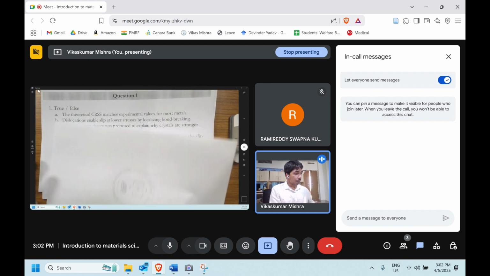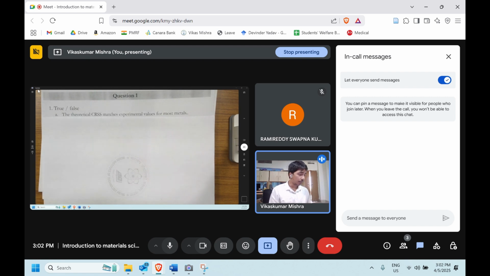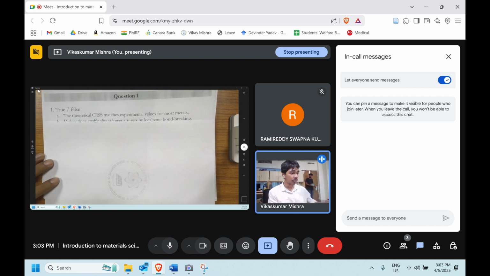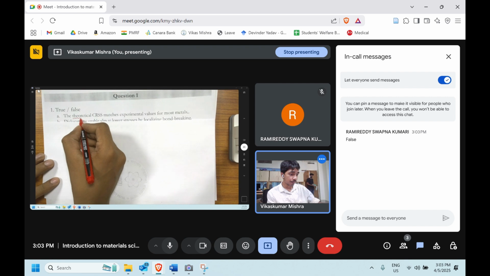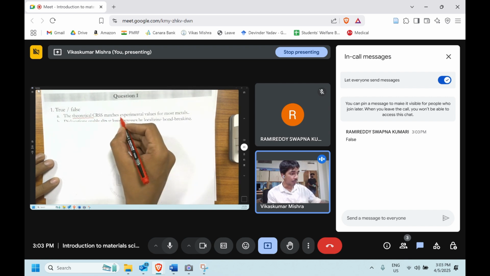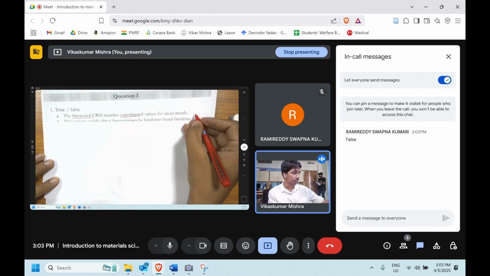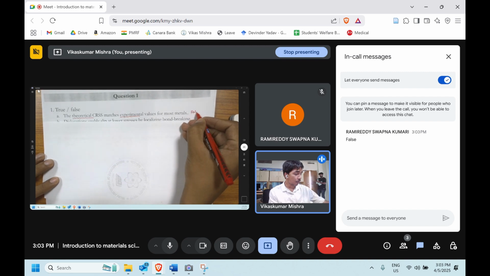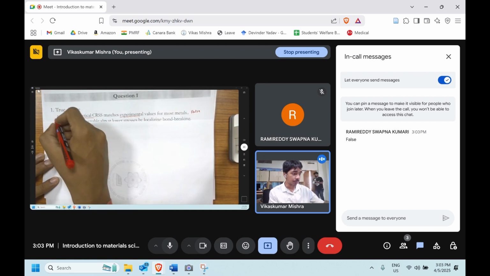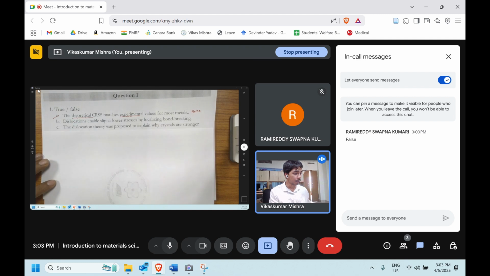We'll start with the true and false type of questions. Question number 1 says that theoretical CRSS matches the experimental value for most metals. What is your comment on this, that the theoretical CRSS value and the experimental value are matching each other? False, right? There is a huge difference between them. Let's go to question number 2.